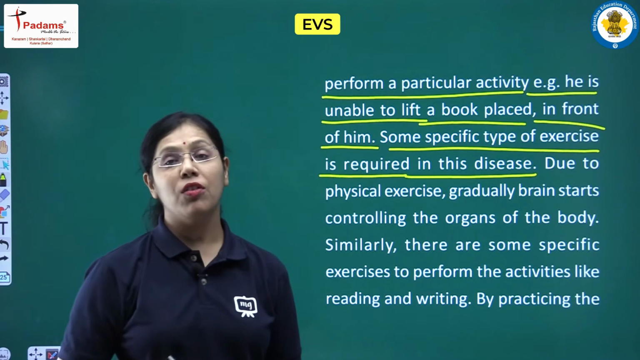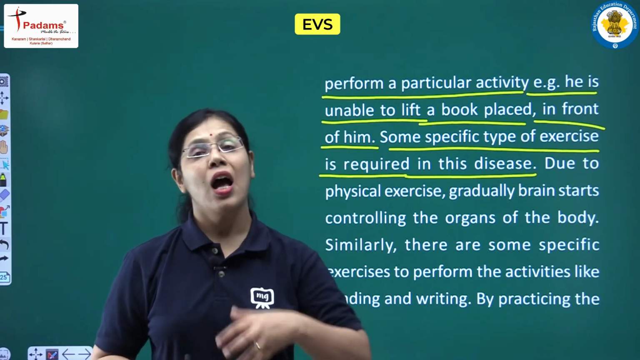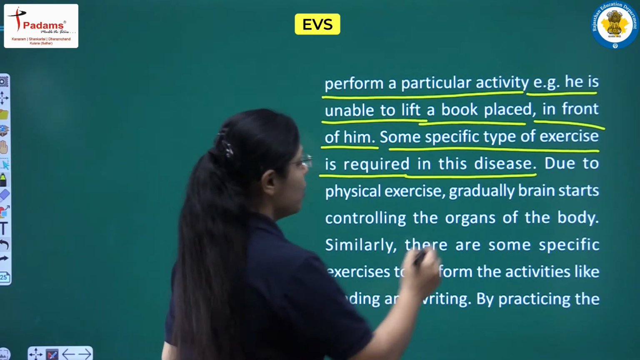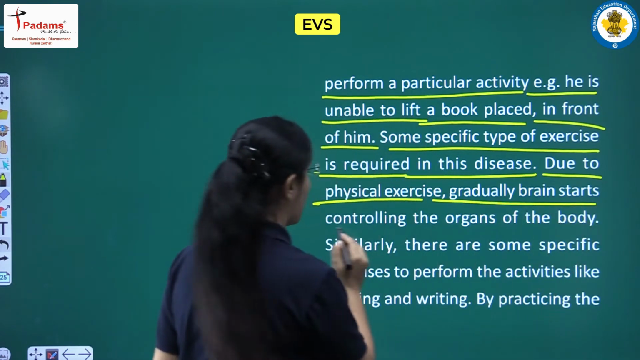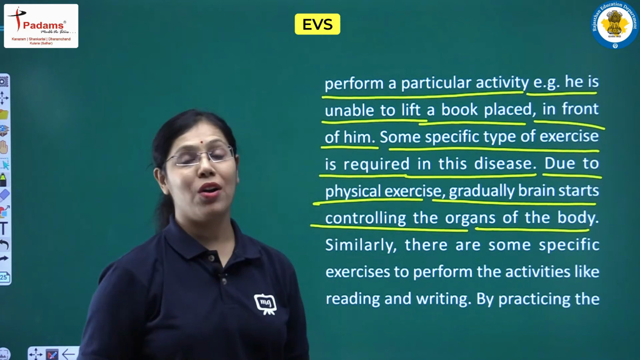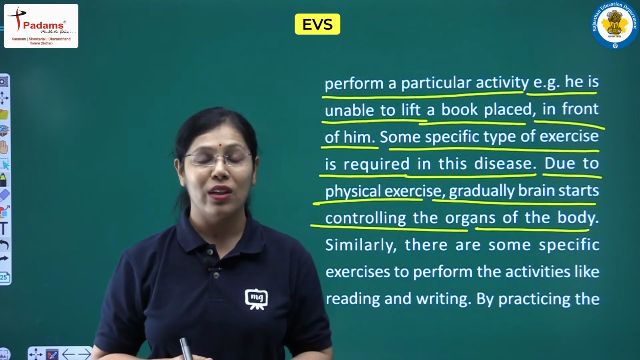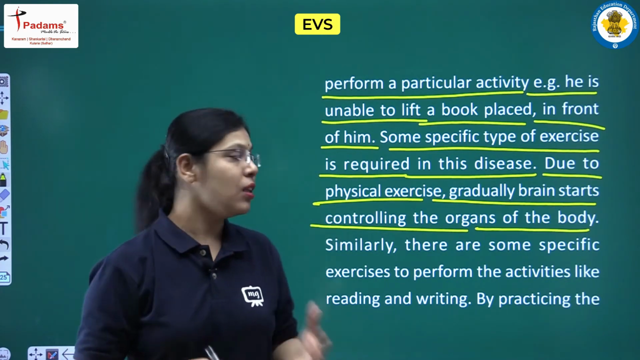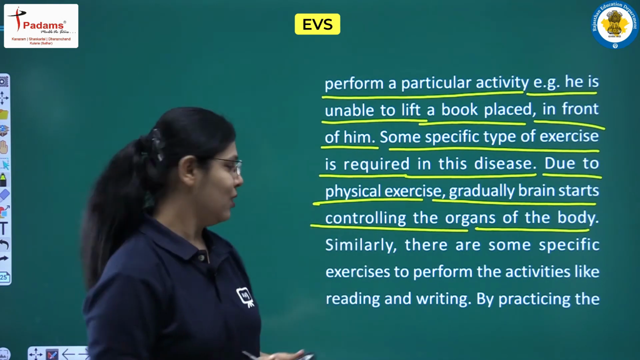For the treatment of this disease, some specific type of exercise is required, and this exercise has to be performed on a daily basis. Due to physical exercise, gradually the brain starts controlling the organs of the body. So this is important, that when this physical exercise is conducted regularly, finally the brain gets control over the organs of the body.